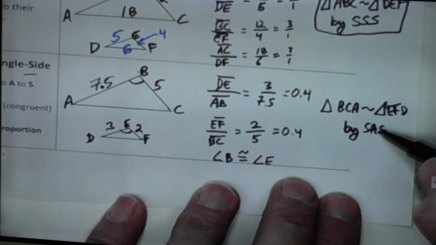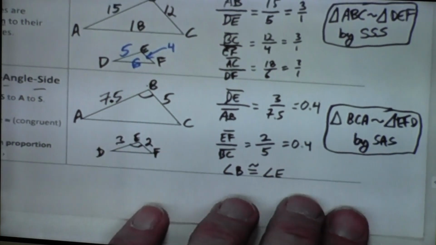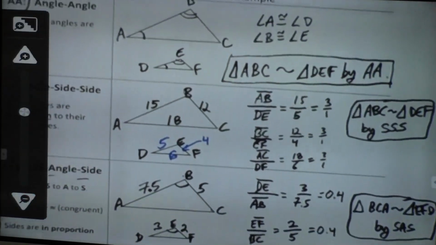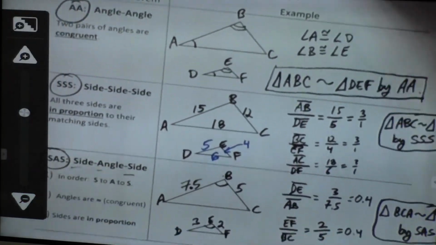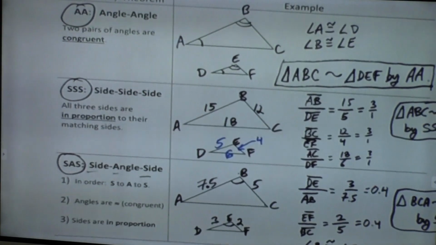By side, angle, side. So those are the three types of proofs for similar triangles. Not really that hard to do. There's not hard calculations. It's just a matter of remembering which ones and getting the order right.